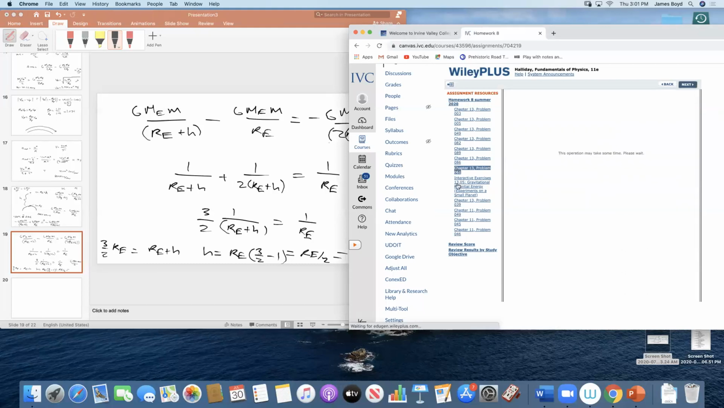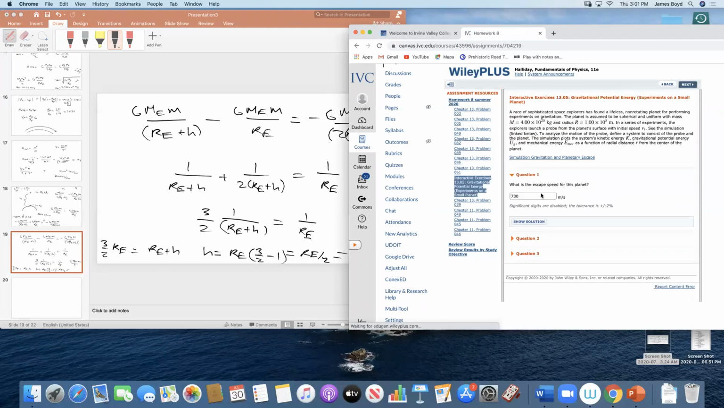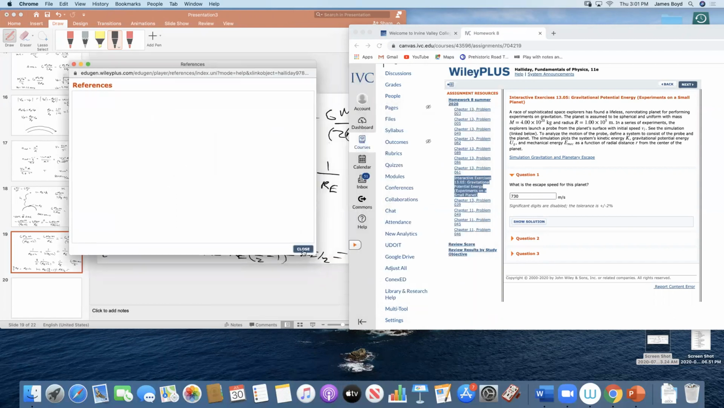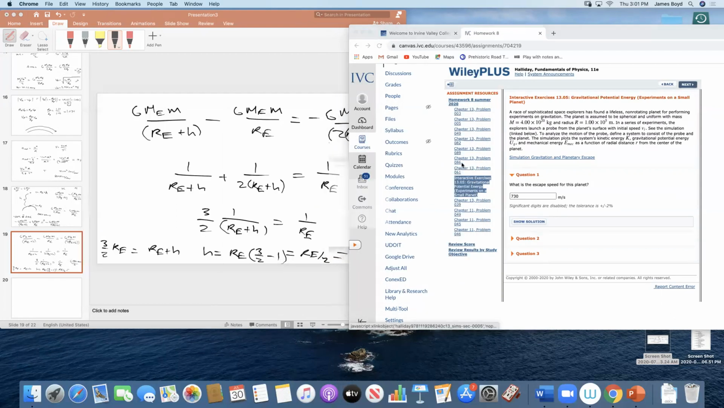Yep. Which brings us to the interactive exercise. This I'll let you guys do. You can play around with these. They're not too hard. When we look at this, if it will open, it gives us the mass, the radius, VI, all that good stuff. I don't know why mine's not opening for whatever reason.